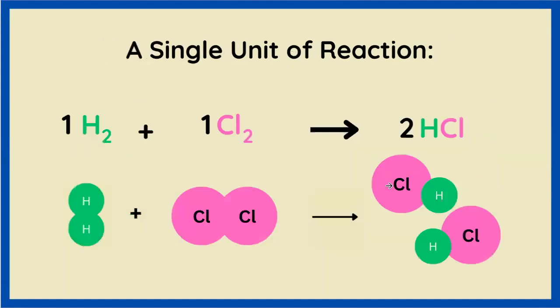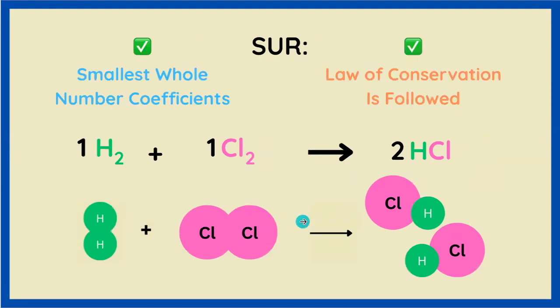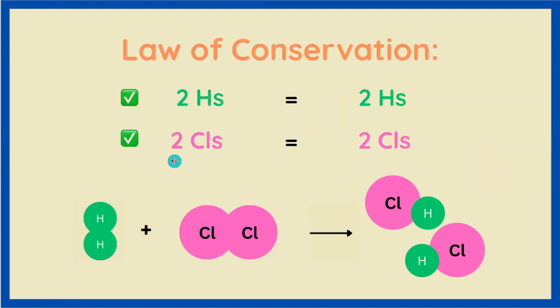An example of one is 1 H2O plus 1 Cl2 yields 2 HCl, because what we see here is a correctly balanced chemical equation, and visually speaking, the molecules associated with that. It uses the smallest whole number coefficients. In other words, we don't have fractions of molecules, and it follows the law of conservation, which means that we have the same number of each element before and after the reaction.